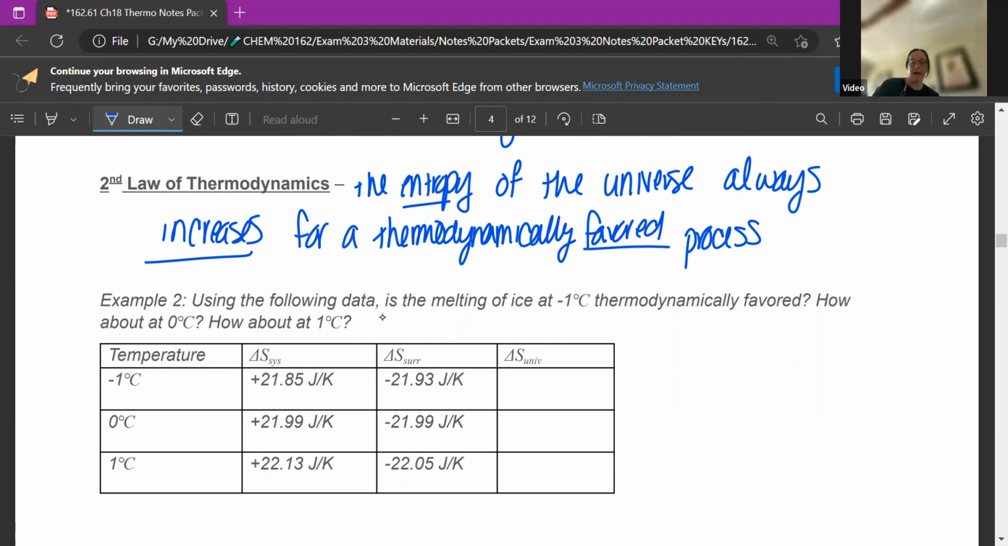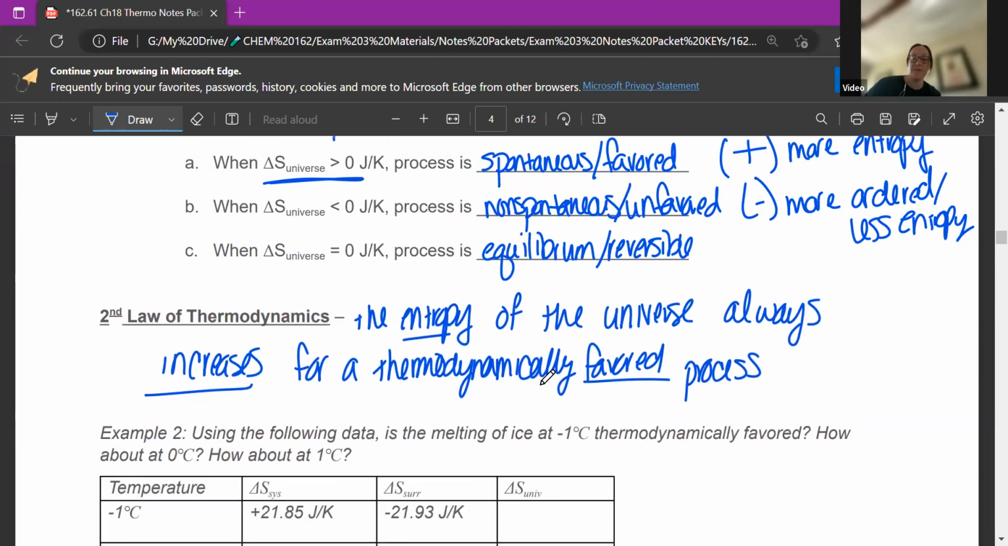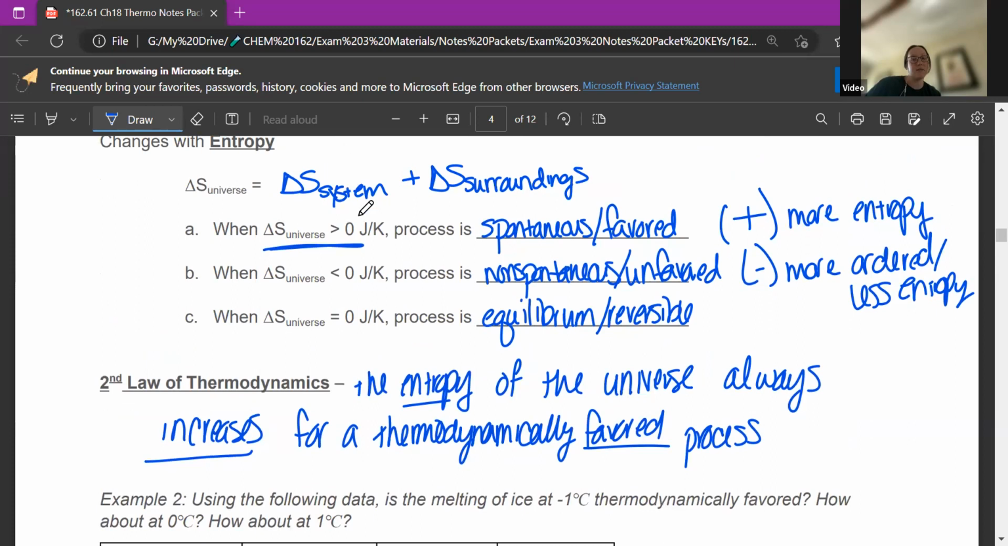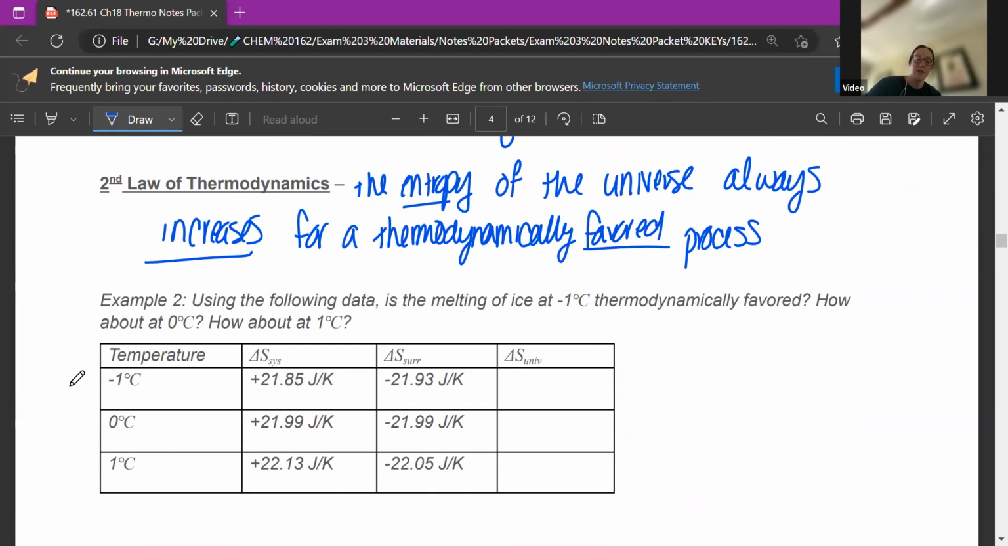Okay, now we're going to do it mathematically. All right, I have the delta S of the system and the delta S of the surroundings at each of these temperatures. So if you actually calculate it, we're going to calculate delta S of the universe. Delta S of the universe is the delta S of the system plus the delta S of the surroundings. So at -1, it would be negative 0.08. Okay, at 0 degrees Celsius, it's 0. And at +1, it would be positive 0.08 joules per Kelvin. So we would say, well, positive is favored. Essentially, ice melts above 0 degrees Celsius.